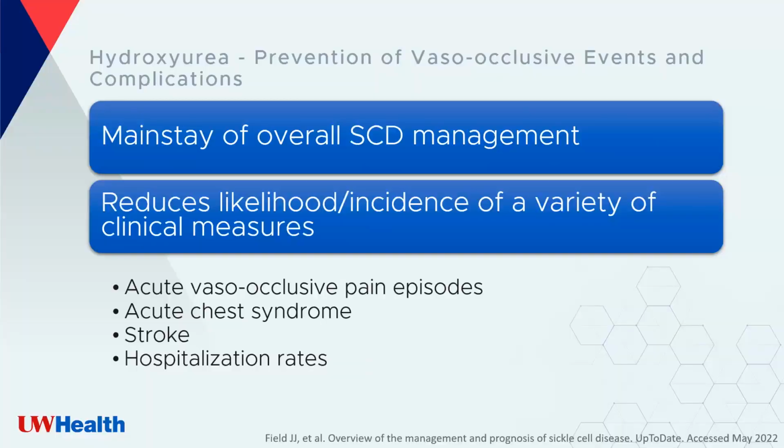Now, I mentioned it was the mainstay of sickle cell disease management, but it also reduces the likelihood of other things. I mentioned vaso-occlusive pain episodes earlier, but it also reduces notable complications such as acute chest syndrome, strokes, and hospitalization rates. So that is something to consider as we work up and treat our patients here. Hydroxyurea is noted to be the mainstay of therapy in our patient population.